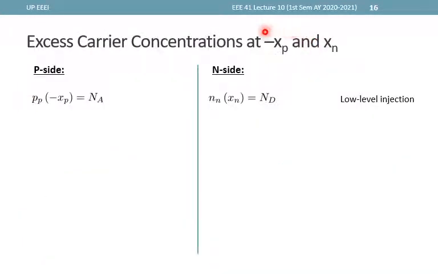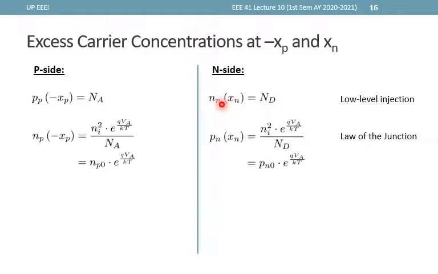So again, at the edges of the depletion region, where the quasi-neutral region starts, we are assuming low-level injection such that the majority carriers are not perturbed significantly. Now, using the law of the junction, we have just shown that at the edges, the minority concentrations can be computed as ni squared times e raised to qVA over kT, over the doping concentration at that side. So for the minority electrons at the P side, this term here is simply np0, or the equilibrium value, times e raised to qVA over kT, and the same format can be obtained for pn, which is the minority hole concentration at the N side.